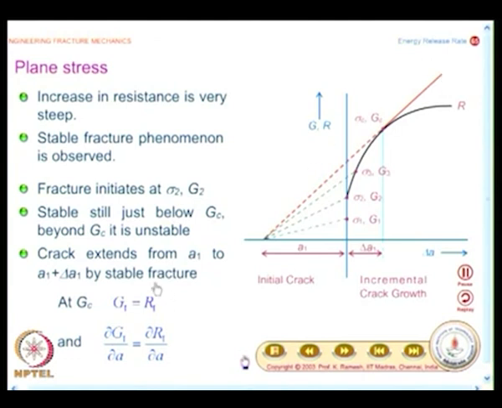So, the necessary condition is G equal to R, and the sufficient condition is ∂G/∂A equal to ∂R/∂A. So, in this zone only the necessary condition is satisfied. So, whenever the necessary condition is satisfied, the crack will propagate by a small extent, provided the load is increased.